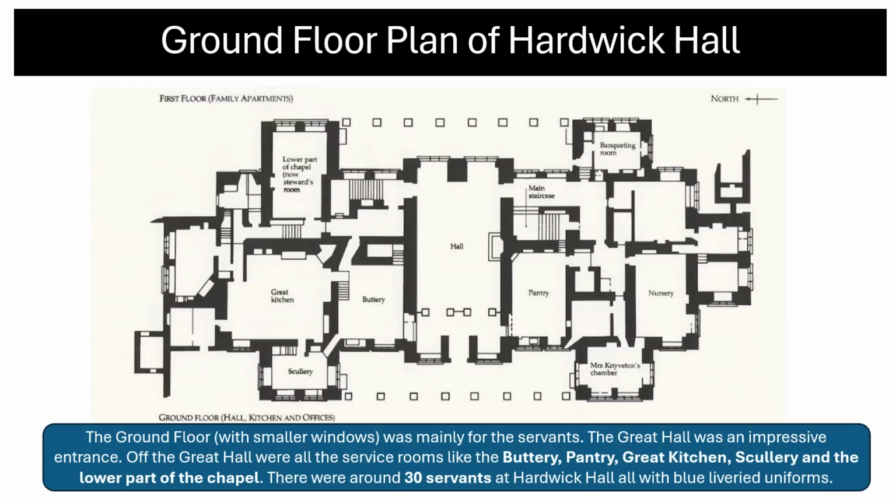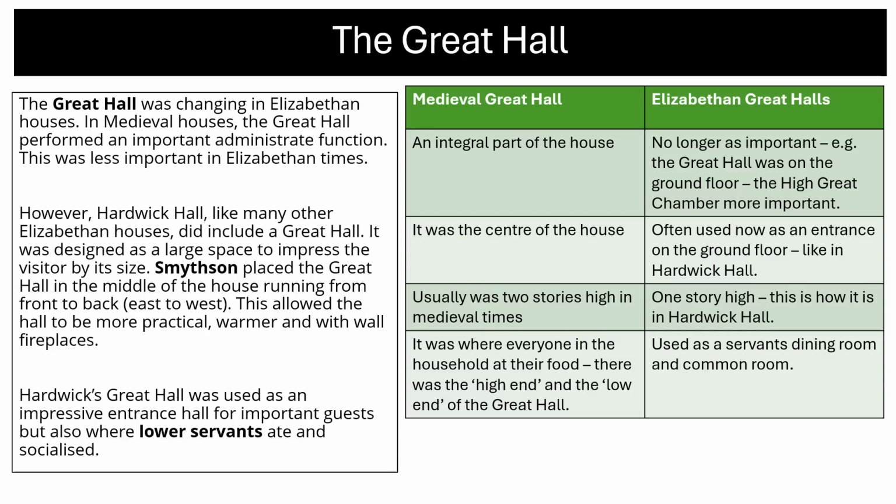There were around 30 servants at Hardwick Hall, and they all had blue liveried uniforms. Now, the Great Hall is a really important part of the house because the idea of a Great Hall was changing in Elizabethan houses. This is a great example of a change to write about. In medieval houses, the Great Hall performed an important administrative function, but that's less important in Elizabethan times. But Hardwick Hall, like many other Elizabethan houses, did include a Great Hall. It was designed as a large space to impress the visitor by its size.